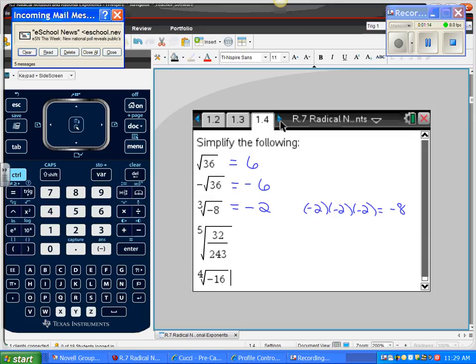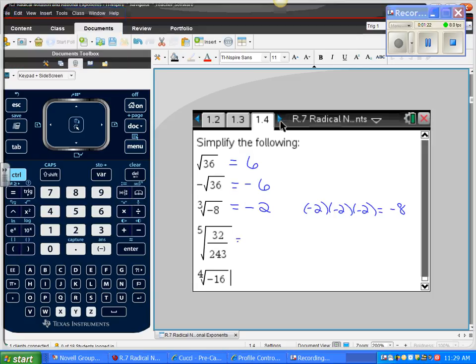The fifth root of 32 over 243. So we need to know what the fifth root of 32 is, which is 2, and the fifth root of 243, which is 3.